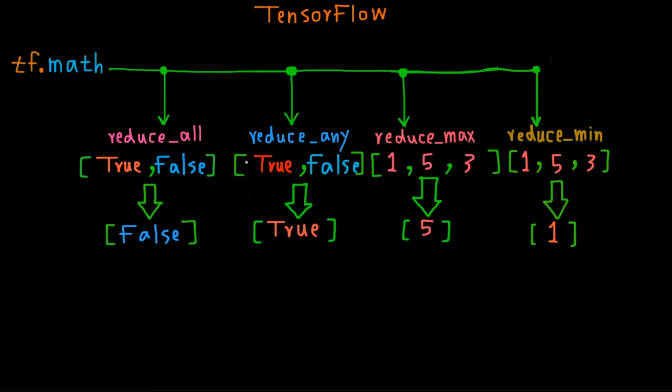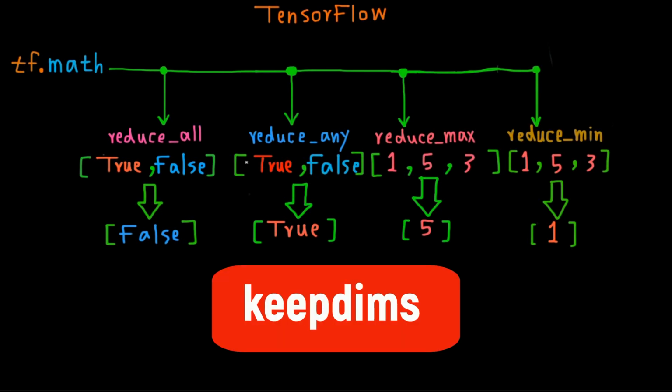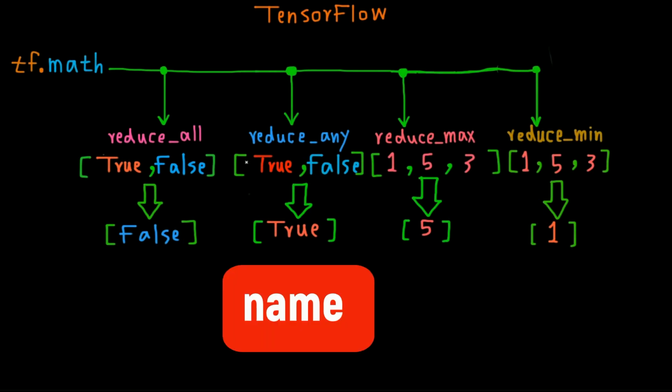The third argument is the keep_dims argument. If you set it to true, then the reduce_any function will return reduced dimensions with length 1. The last argument is name, which is the name for the operation.